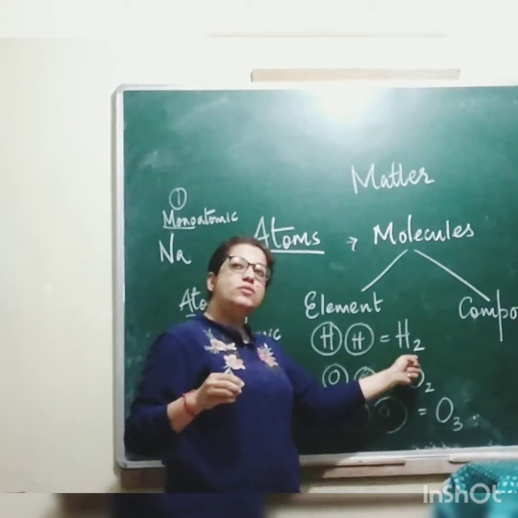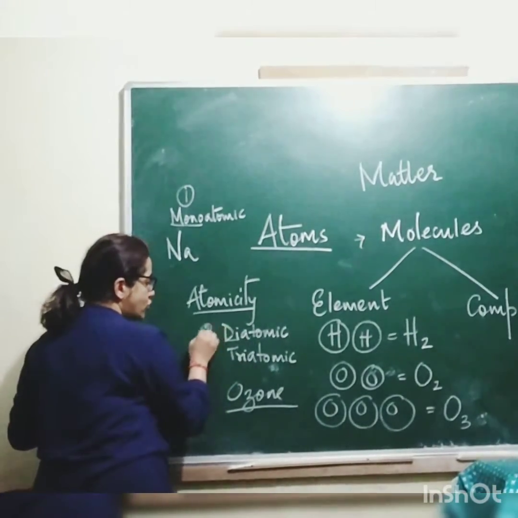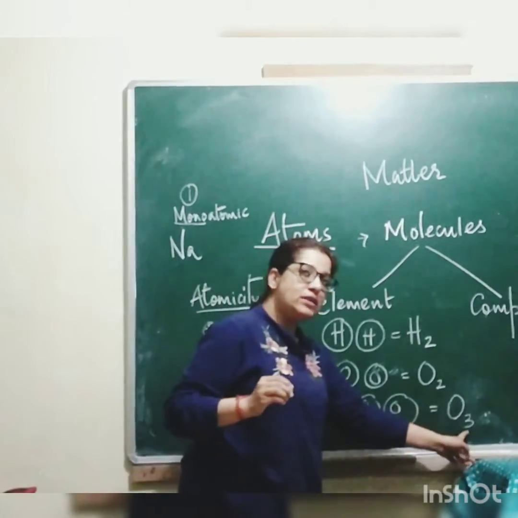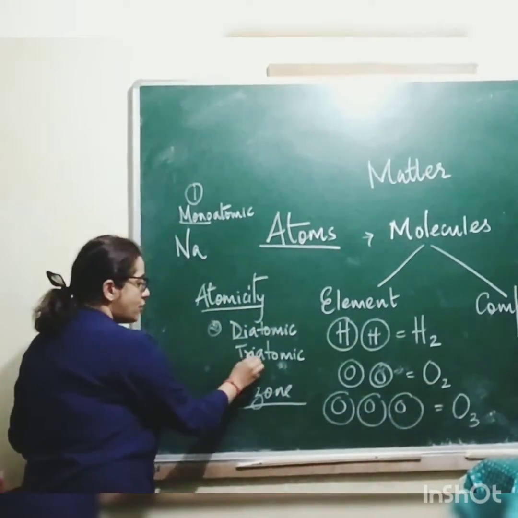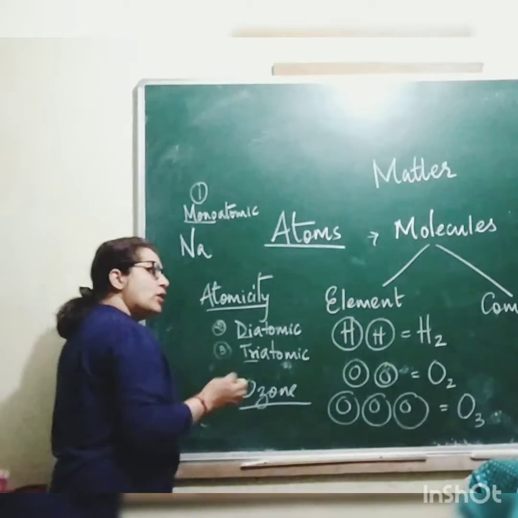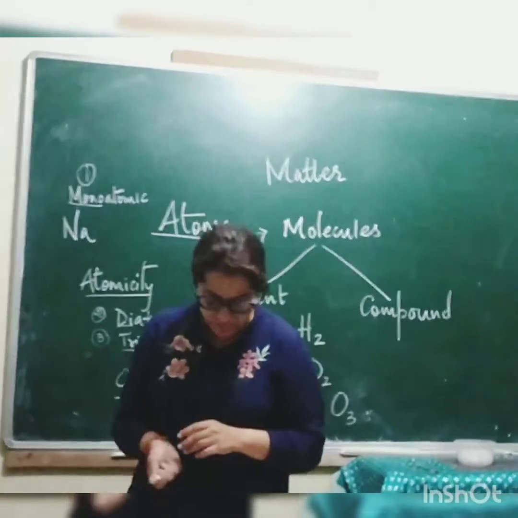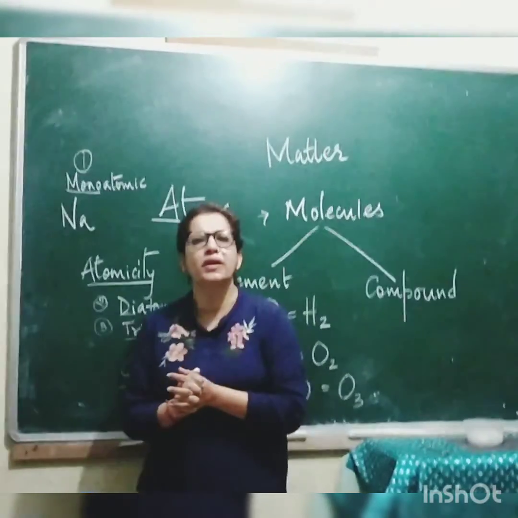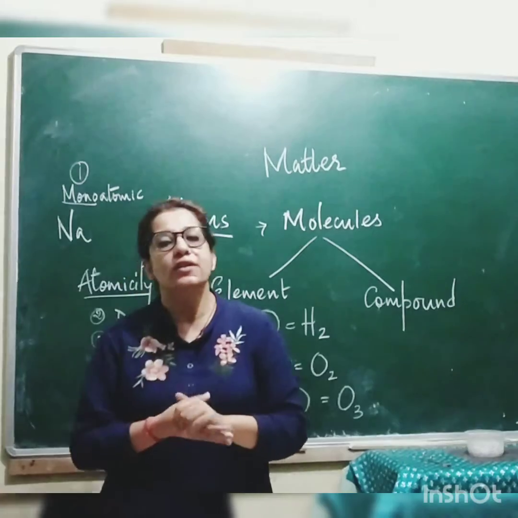If 2 atoms form the molecule, diatomic, di meaning 2. If 3 atoms form the molecule, we call it triatomic, tri meaning 3. We have molecules of phosphorus going up to P4. We call it polyatomic because it is more than 3.